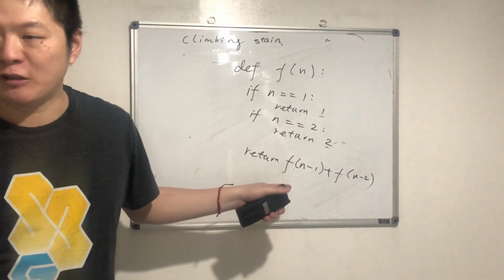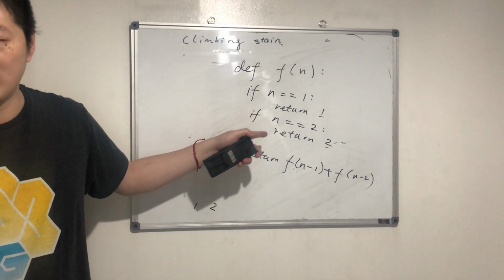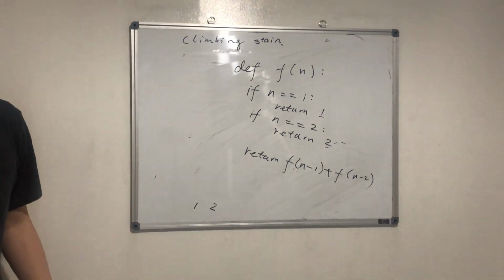This is recursion. Remember, we talked about recursion. This is inefficient. The time complexity of this one is what?